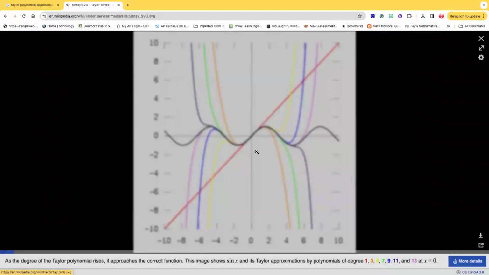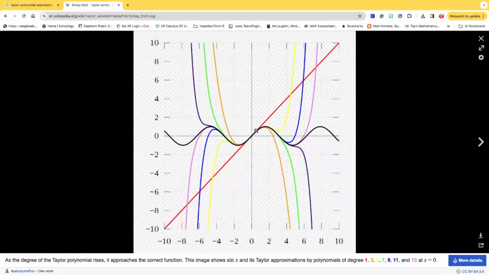Okay, let's look at this guy right here. What we did is we found that red line right here, right? That was our linear approximation. That was the equation of the tangent line at 0.2. Now, if you look at the other functions, the more degrees that we take, so for example, if we do a third degree around 0, that's going to be our orange line.